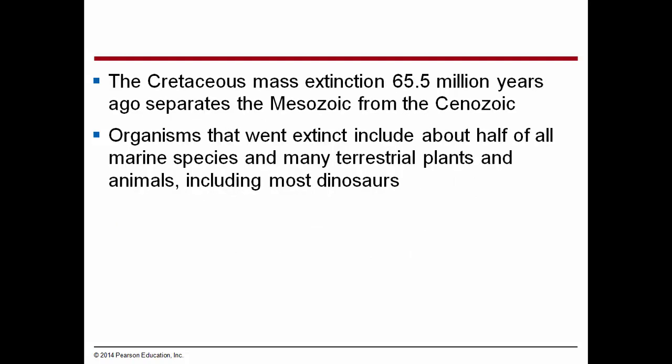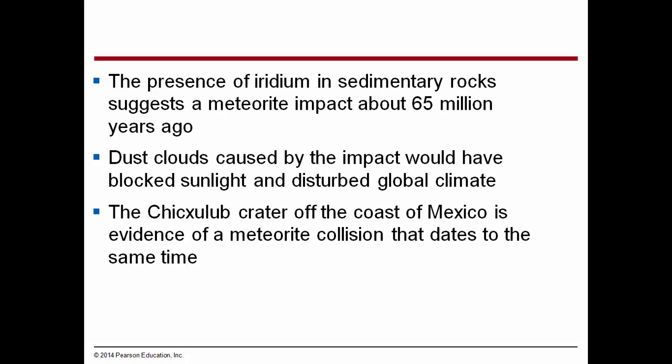environments. The Cretaceous mass extinction from 65 million years ago separates the Mesozoic from the Cenozoic. Organisms that went extinct include about half of all marine species and many terrestrial plants and animals, including most dinosaurs. The presence of iridium in sedimentary rocks suggests that a meteorite struck about 65 million years ago.